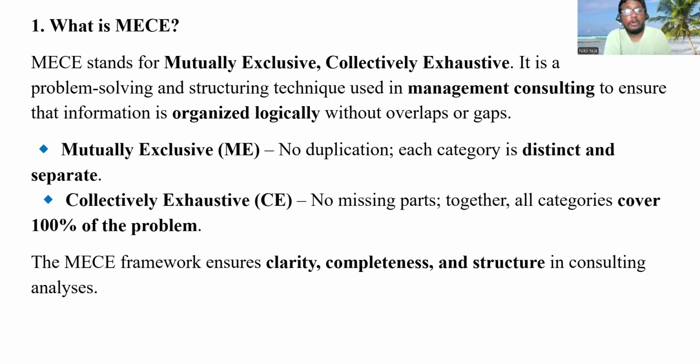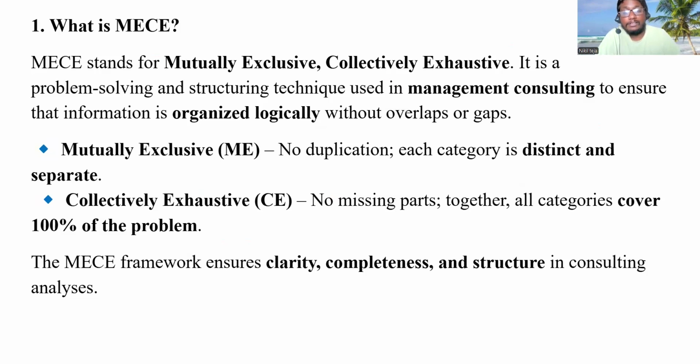Together, all the categories make up 100% of the problem. So all the categories are covered, right? Bananas are covered, apples are covered, and mangoes are covered in a basket. So different fruits as different segments is mutually exclusive. And the basket, which is covering all the fruits, is collectively exhaustive. I hope I made it clear for you.